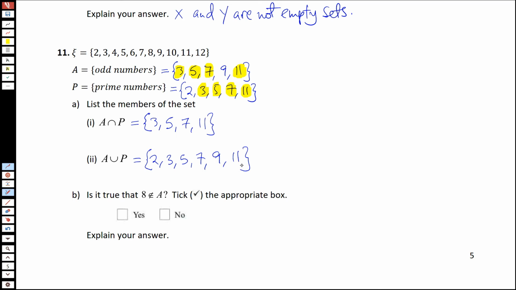Is it true that 8 is not a member of A? Yes, of course, 8 cannot be an odd number. So that's yes, because 8 is not an odd number.